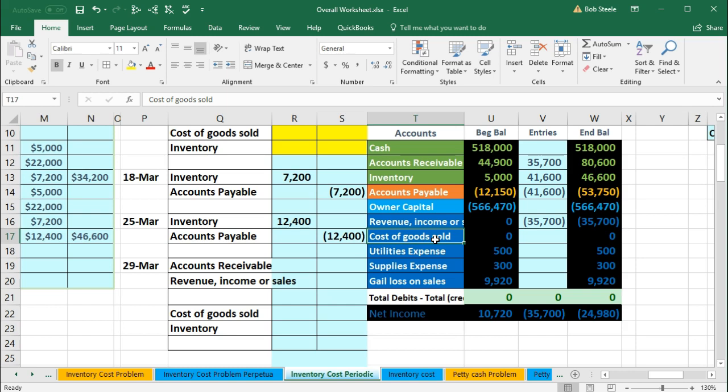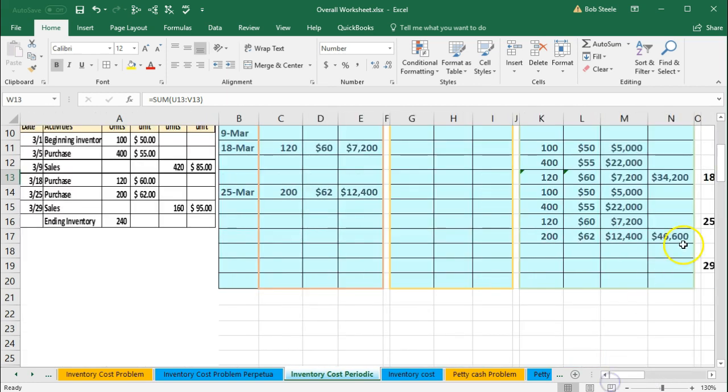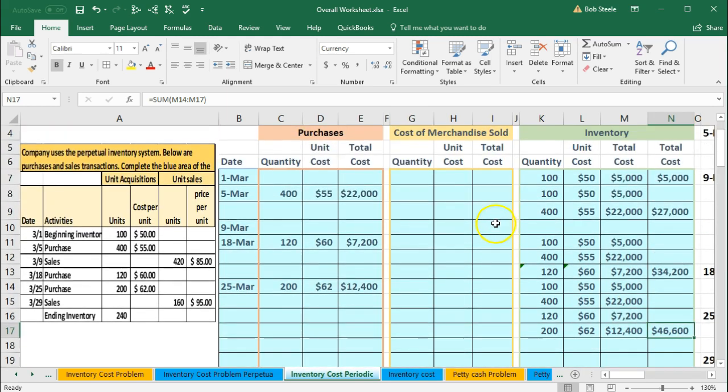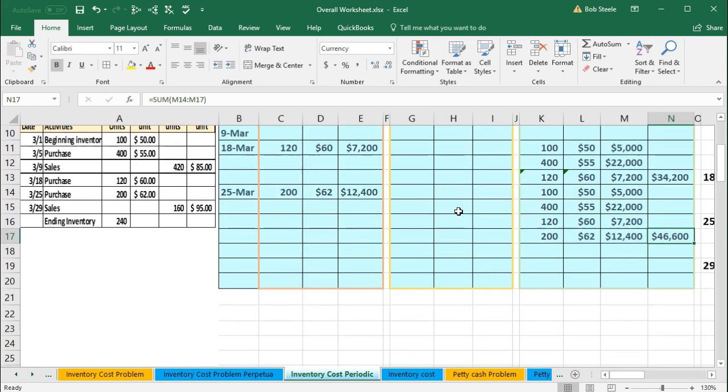This won't happen, however, in a periodic system until the end of the period, in this case, the end of the month. Note that this 46,600 in inventory matches the 46,600 we have on our worksheet, as it should. Also note that that amount isn't entirely correct because we haven't calculated the related decreases during the sales. And that will happen at the end of the time period with a physical count.